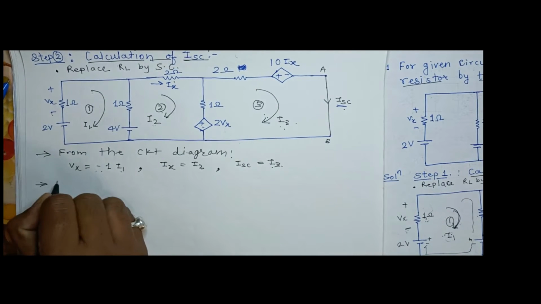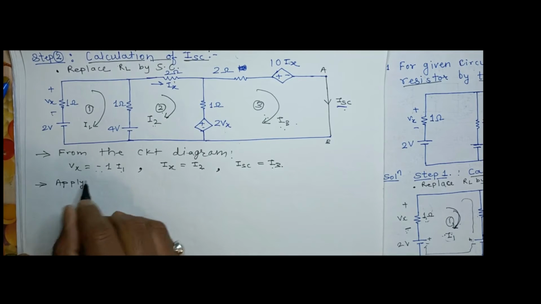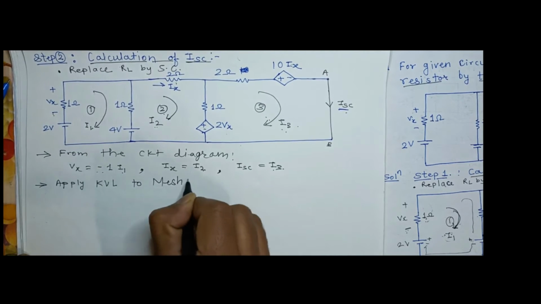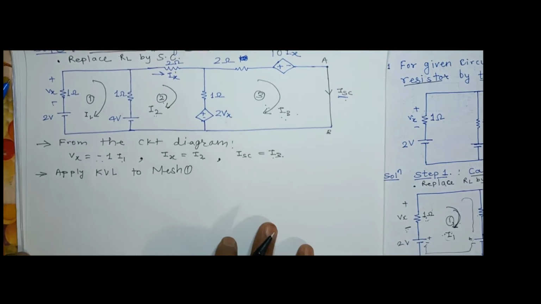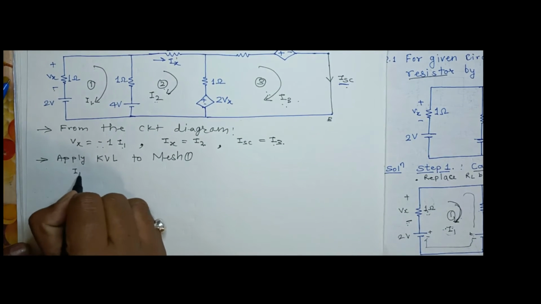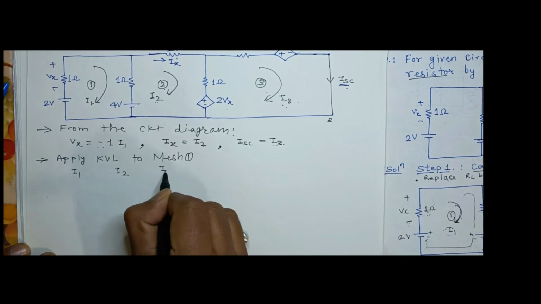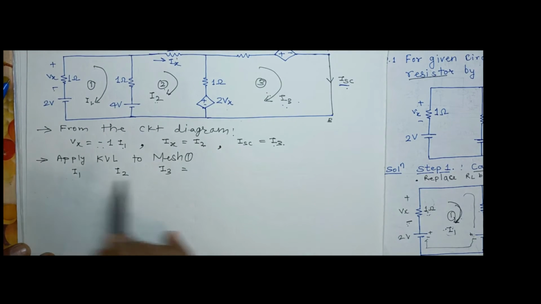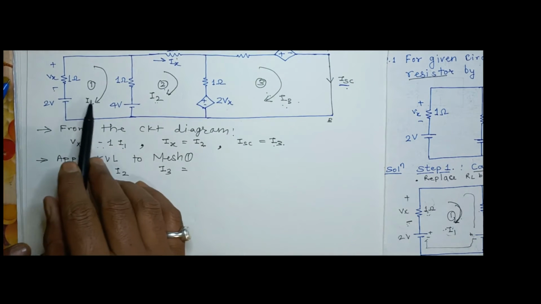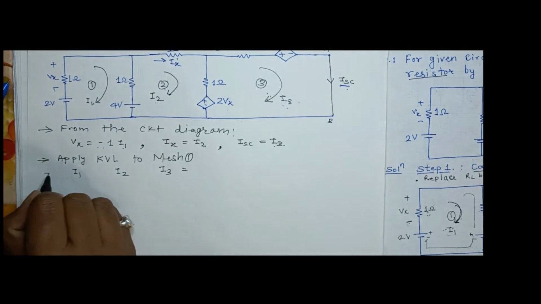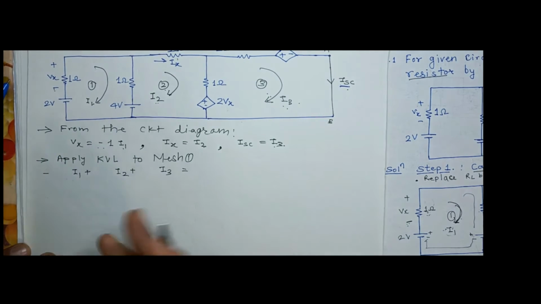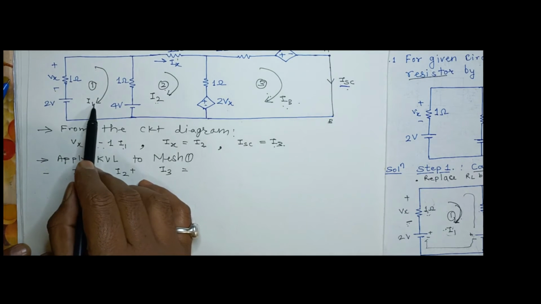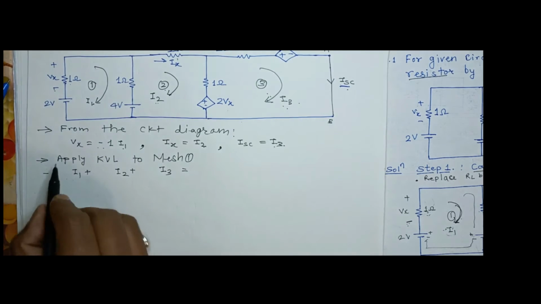So next step, apply KVL to mesh 1. Here we have to consider I1, I2 and I3. Clear? You can see there are 3 meshes, so I have written 3 currents. We are applying KVL to mesh 1. So this will be the negative, remaining all will be positive. Now we have to calculate the magnitude of resistance through which mesh 1 current I1 is passing. It is passing through the 1 and 1, so it will be 2.